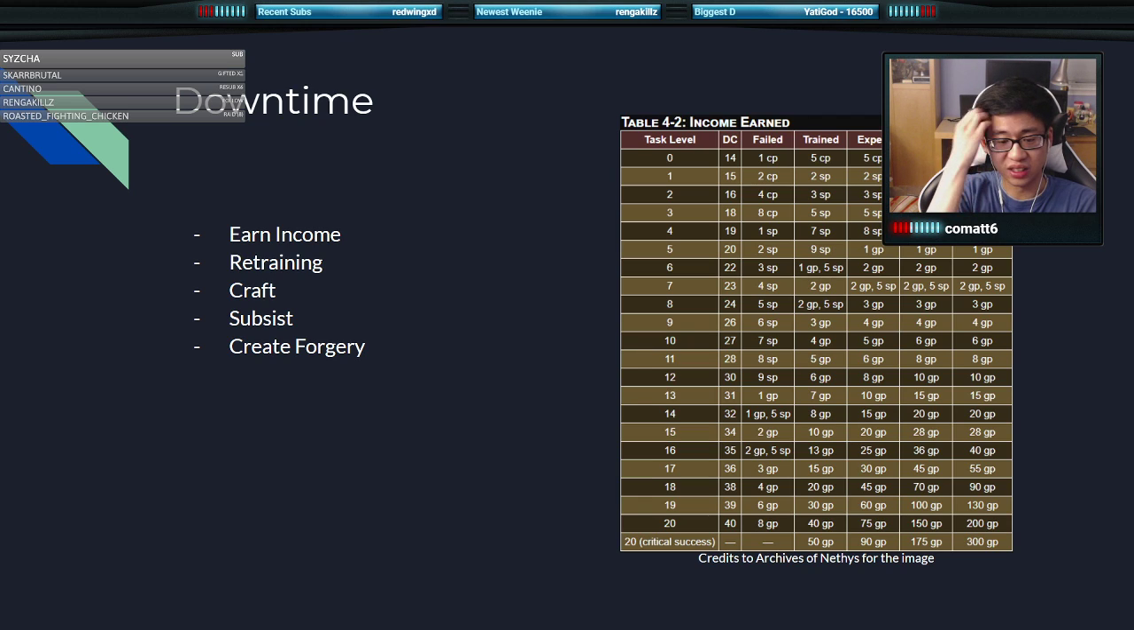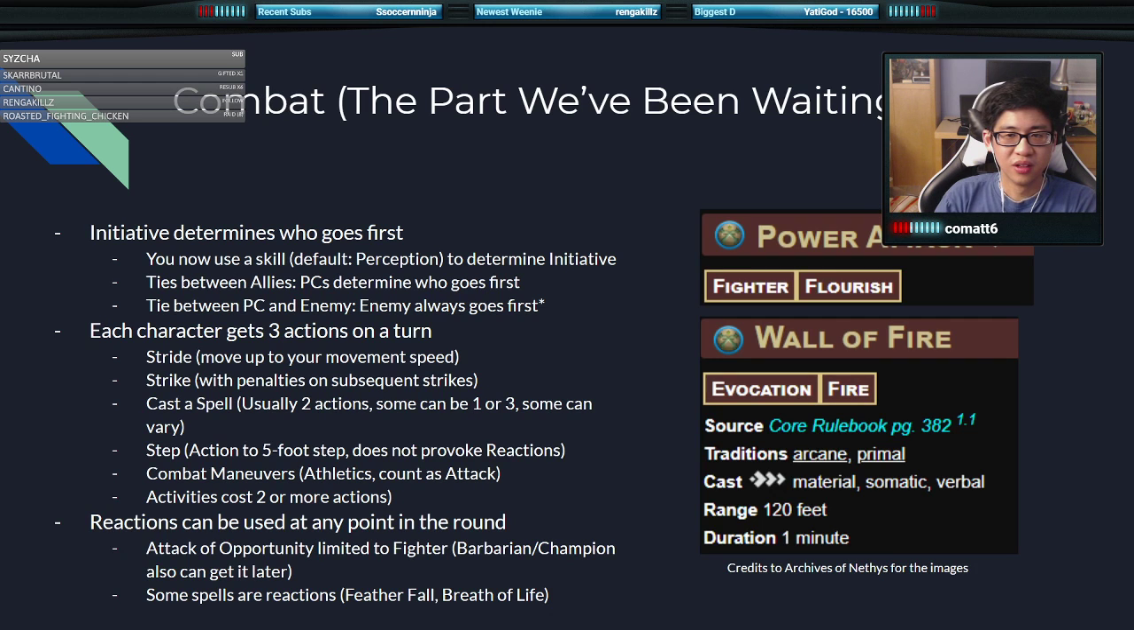And that takes time and effort in order to do that. So you wouldn't be able to earn income while retraining. You'd basically be able to pick one or the other. And now, finally, combat, the part we've all been waiting for.